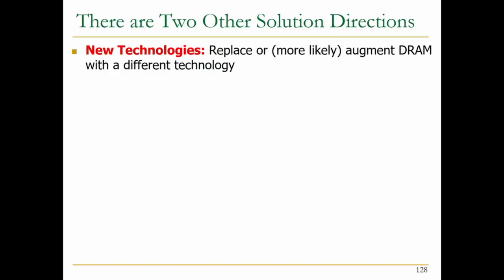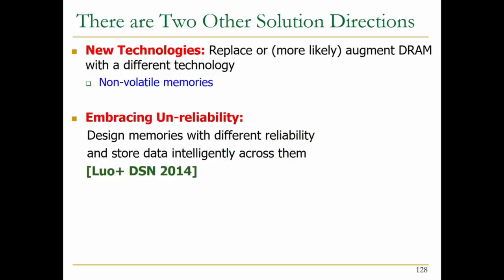One is new technology. You can say, oh, why don't we get rid of DRAM and come up with some other technology that doesn't have these problems? Good luck. I think it's definitely good to explore these technologies, but all of these technologies, as they scale to small size, will have reliability problems. And some of them have endurance problems also. And maybe the second solution is even more interesting. You can embrace unreliability, but you've got to do it very carefully.